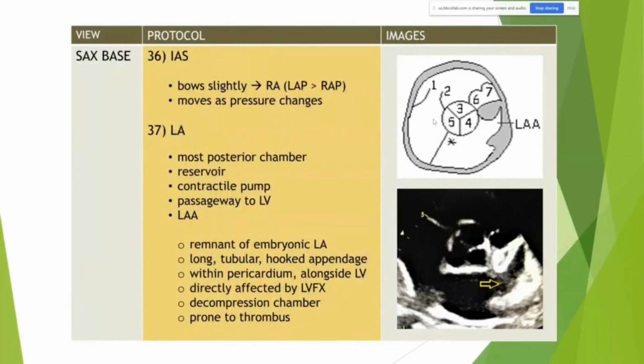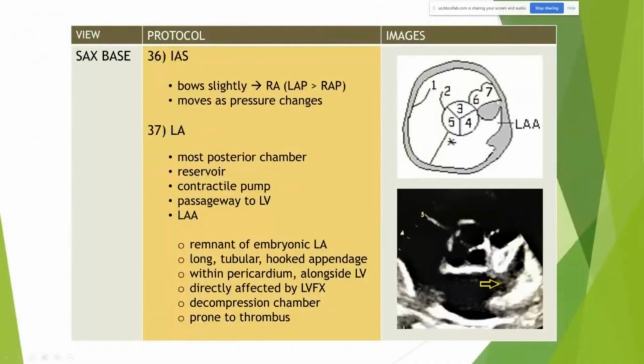Okay, so you need to know that the interatrial septum, this right here, it'll bow in either direction. If the pressure is higher on the right side, it'll bow to the left, like so. If the pressure is higher on the left side, it'll bow to the right, like so.